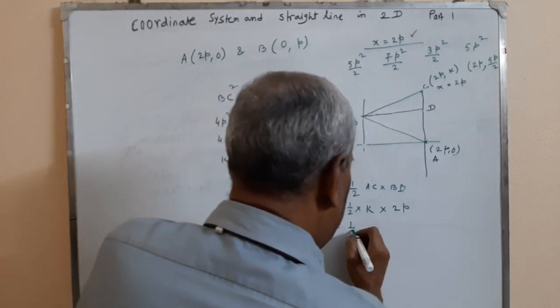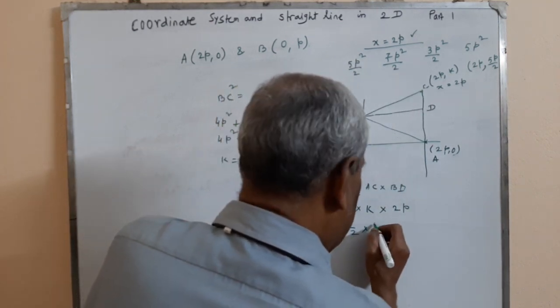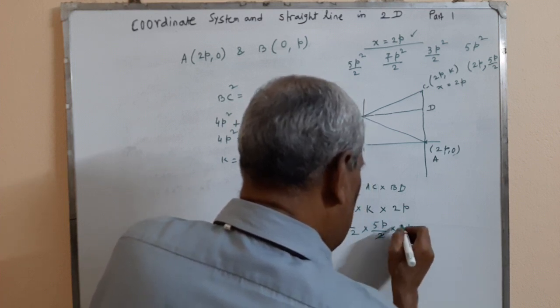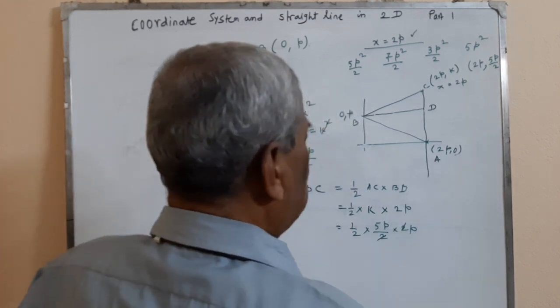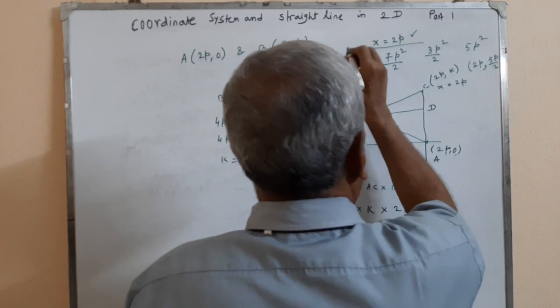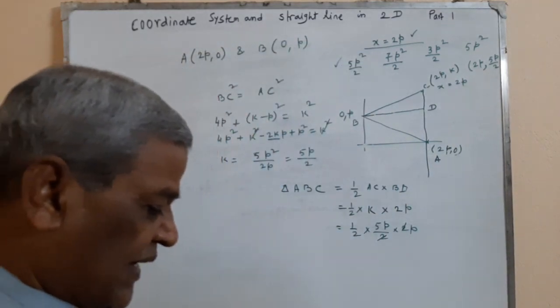So it is equal to half into k, that means 5p by 2, into 2p. So that 2 cancels, 5p square by 2 square units. So it is 5p square by 2 square units. First option is correct.